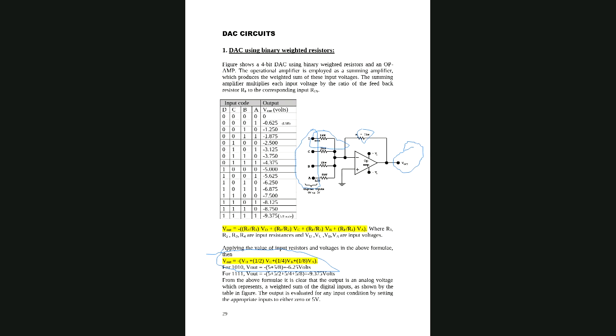This is a very simple design and it is a summing amplifier. We all know it; the only thing is that we put binary weighted resistors, because it is binary weighted. We know the power of 2, increasing power of 2. Whatever digital input comes here at A, B, C, D will be converted into analog output, V out. Clear, everyone?